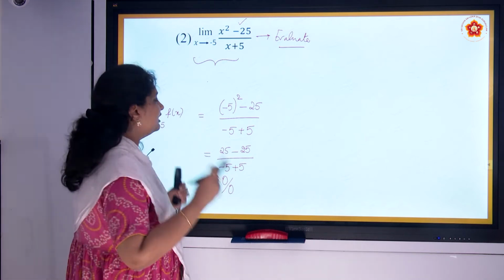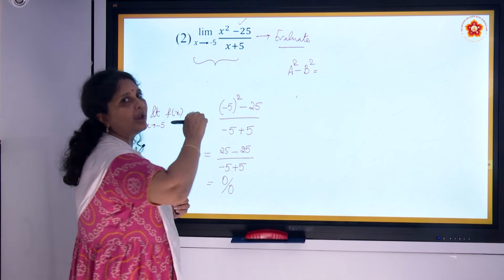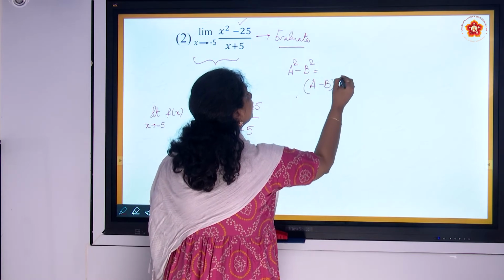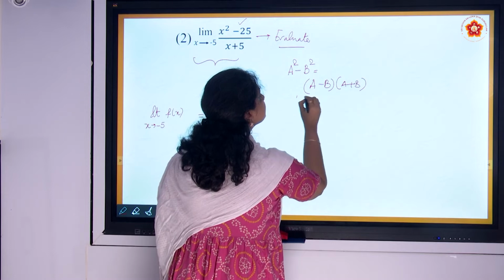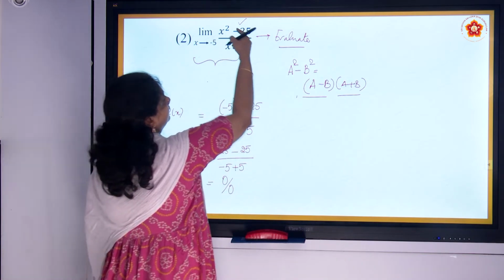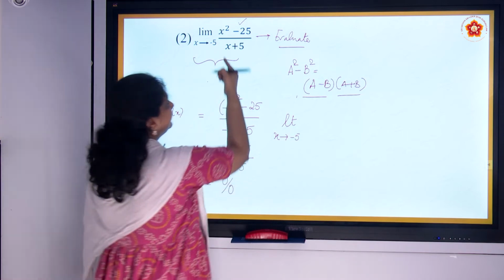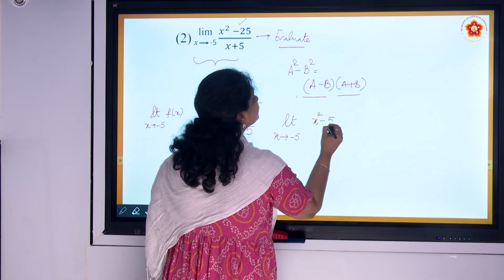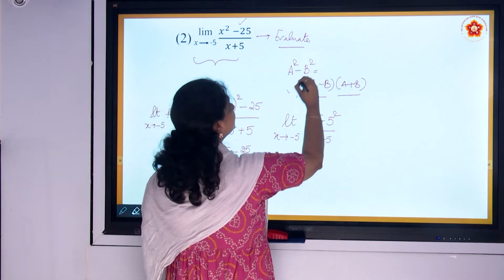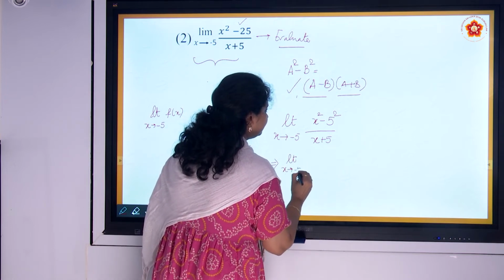So, just go back. You would have definitely learnt the identity a square minus b square. If you have the difference of squares of two numbers, you can write it as a minus b into a plus b. Am I right? So, this is written as a product of two binomials, right? So, this has been factorized. Similarly, I have a difference of squares of two numbers. Let me show you. This is limit x tends to minus 5. This x square minus 25 is nothing but x square minus 5 square. Am I right? So, this is of the form a square minus b square. I'm going to apply this and factorize it and see if I can simplify or cancel some common factors. If at all I have anything, I'll cancel it out.